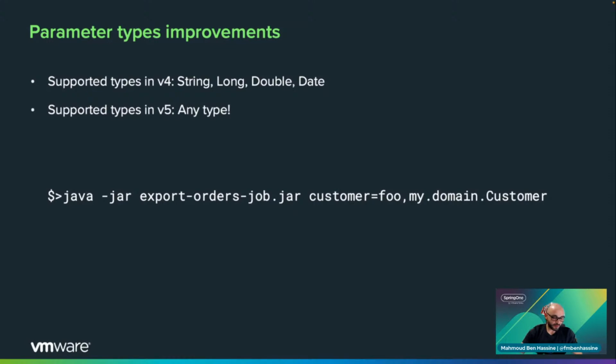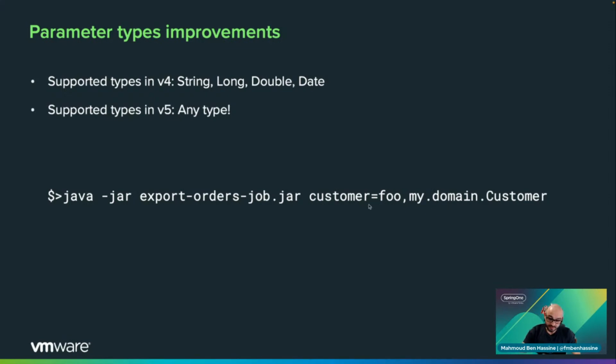So for example, if I have a batch job that exports orders of a given customer, and I want to specify the customer by name, so suppose that the name is unique. I will write something like java -jar export-orders-job.jar customer=foo. This is the customer name, let's say it's unique, comma, and the fully qualified type of the name, which is my domain Customer.